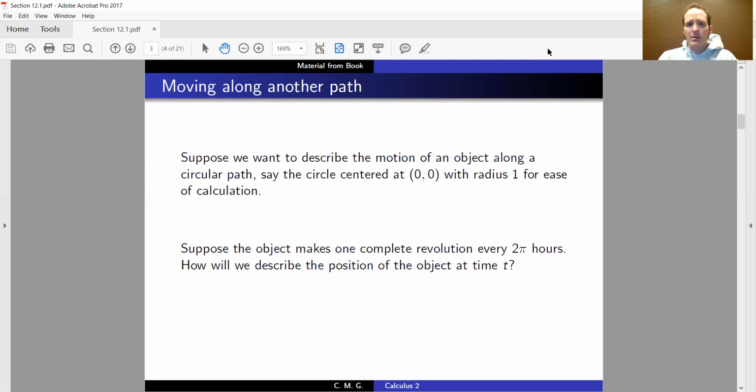So I'm going to make this easy. We're going to talk about an object moving around a circle centered at the origin. Radius is 1. That'll give us an easy calculation for all of this. I'm also going to make it easy by saying that every 2 pi hours, this object goes once around the circle. So you're thinking I'm on a racetrack possibly, and I'm driving my car. And as I drive the car, I'm certainly not racing on it. Every 2 pi hours, like 600 hours, I make 1 full revolution around that racetrack.